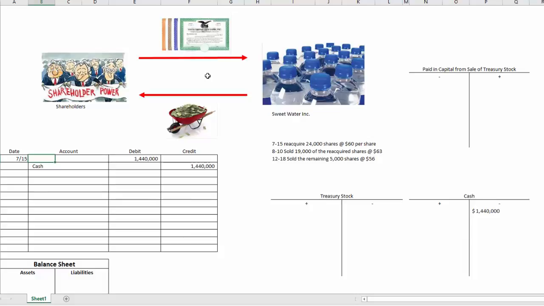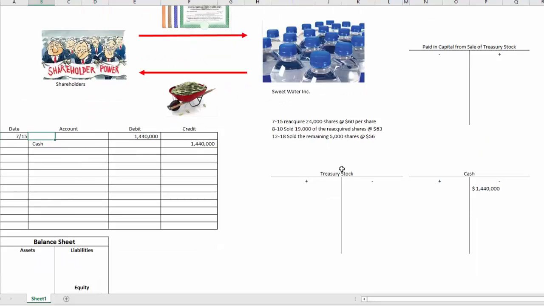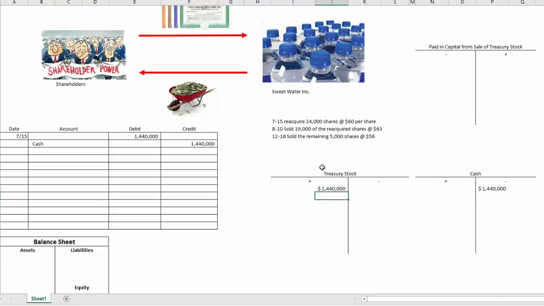You can make a strong argument that treasury stock should be an asset, but it's kind of counterintuitive to think that ownership of it in ourselves is an asset. So for that reason, we show the purchase or the reacquiring of treasury stock as a reduction in equity. You can see that we have to debit something, and that debit is to the treasury stock. This might be kind of confusing, but here, we debit treasury stock for 1.44 million.